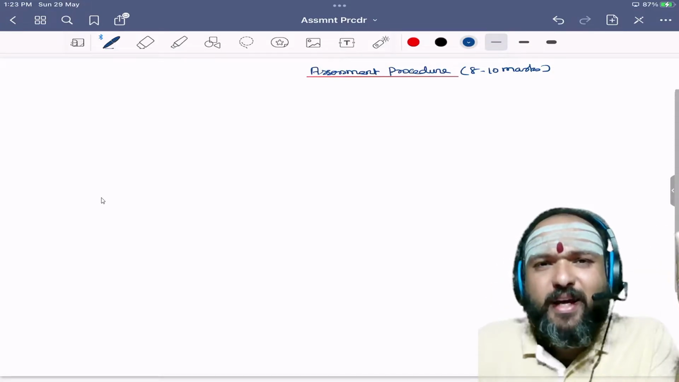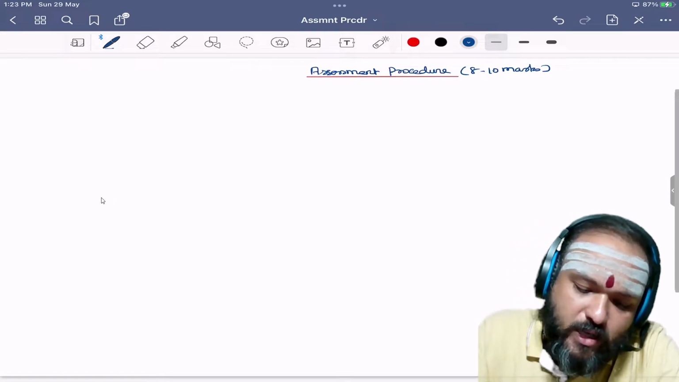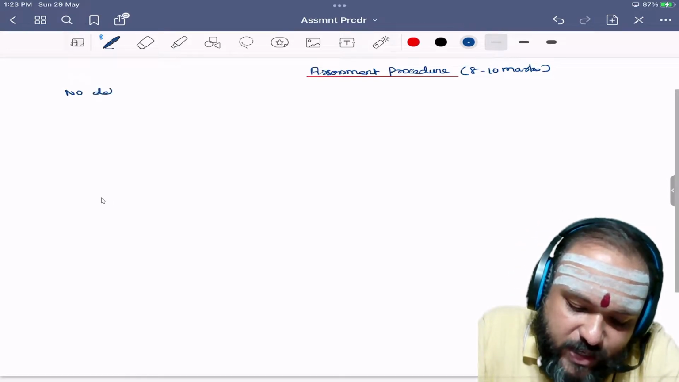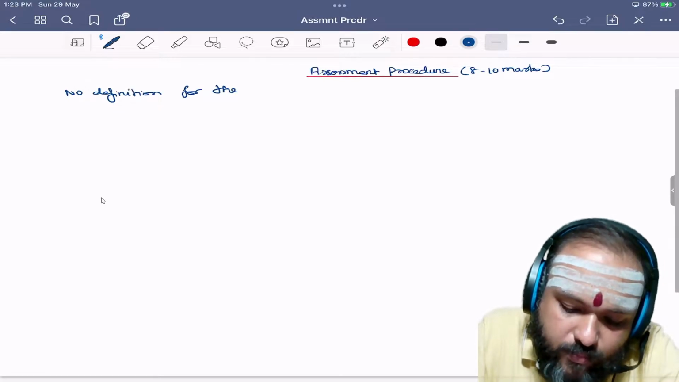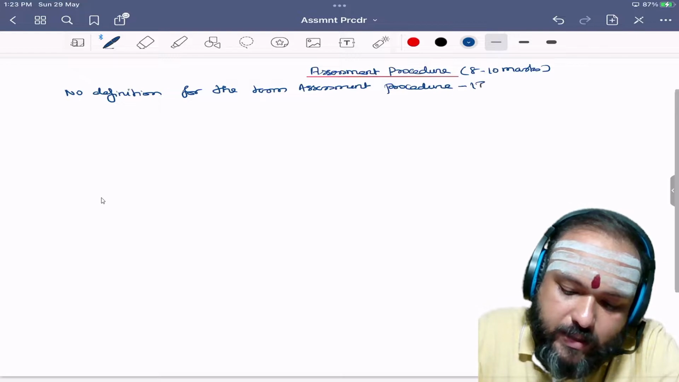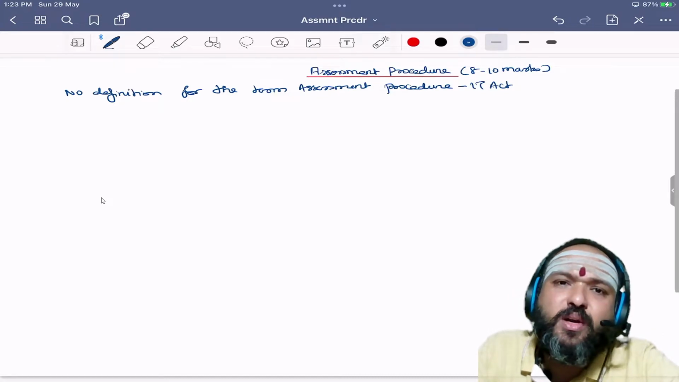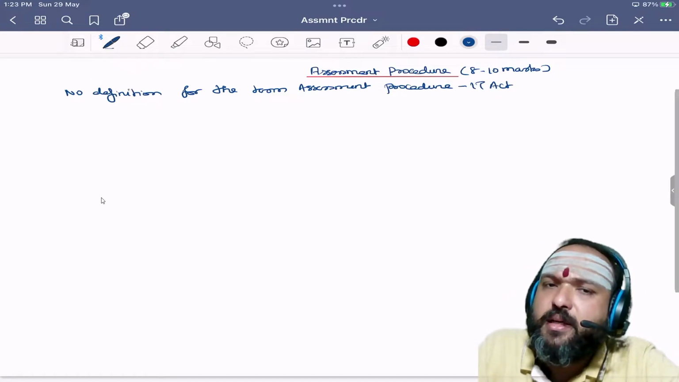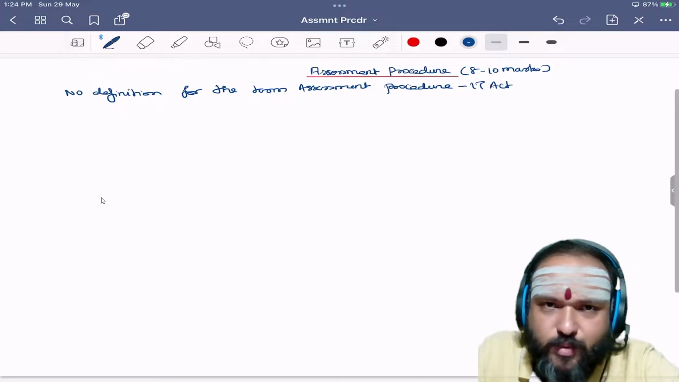Now, all said and done, is the word assessment procedure defined in the Income Tax Act? There is no definition. There is no definition as such. No definition for the term assessment procedure. You will not even find this term assessment procedure anywhere in the Income Tax Act. So, what is this assessment procedure? Is it only for the purpose of income tax? No, even indirect tax, just GST or customs, have what is called as this assessment procedure.